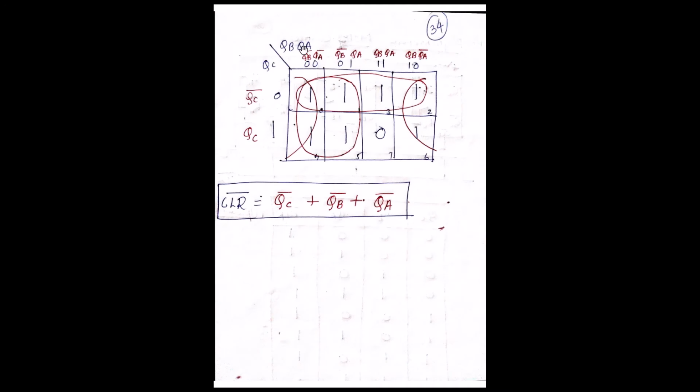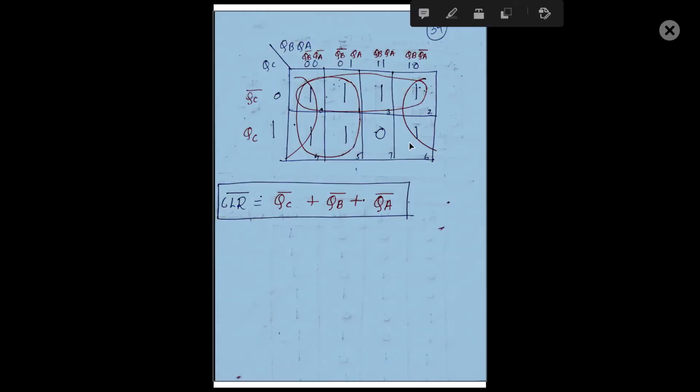If you see, we have QC, QB, QA, we have 1, 1, 1, 1, 1, 1, 0, 1. Just put the values. The K-map concepts are already uploaded in my previous video, you can go and watch it from there. And then we have the clear bar output, that is QC bar, QB bar, QA bar, which is just the reduction of this K-map diagram.